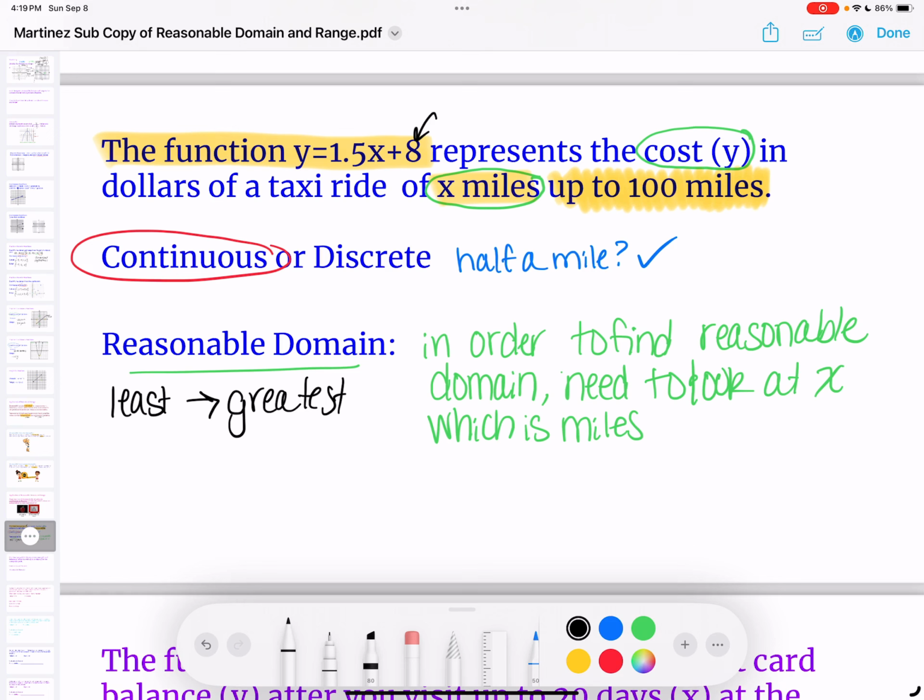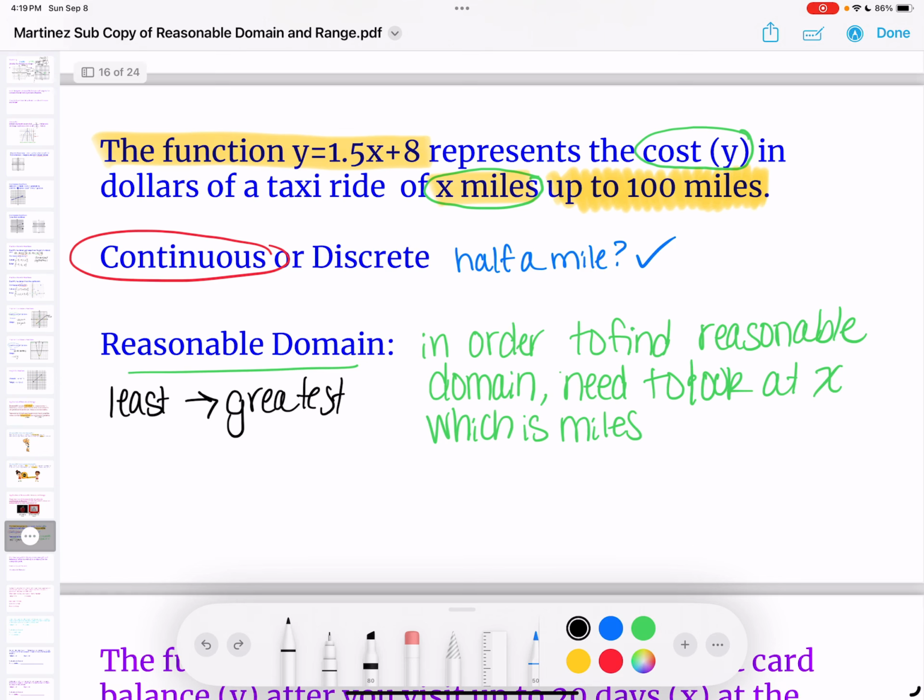Okay, and then we want to go to the greatest. So it does say up to 100 miles. So within the problem, we already know the biggest amount is 100. And that right there would be your answer.